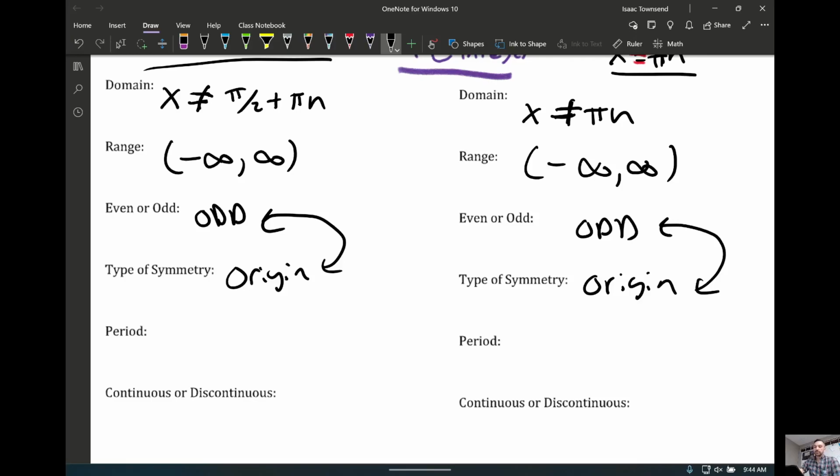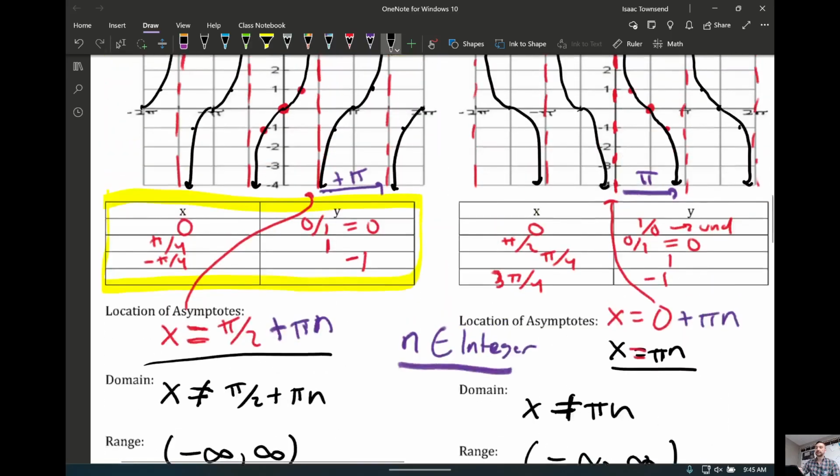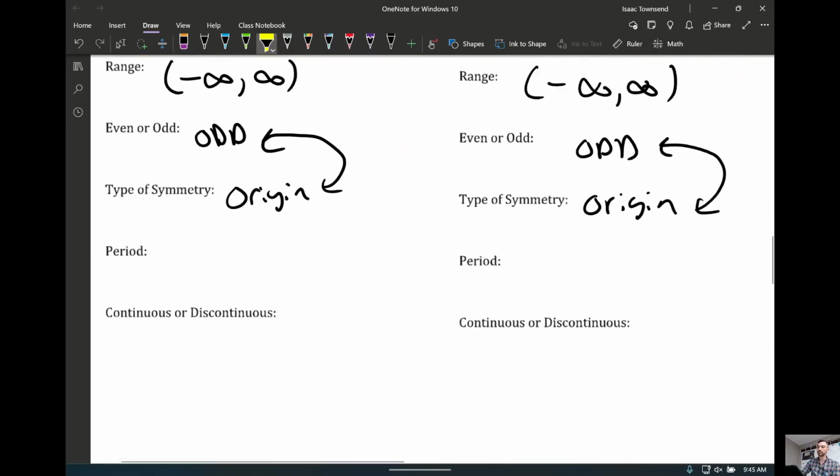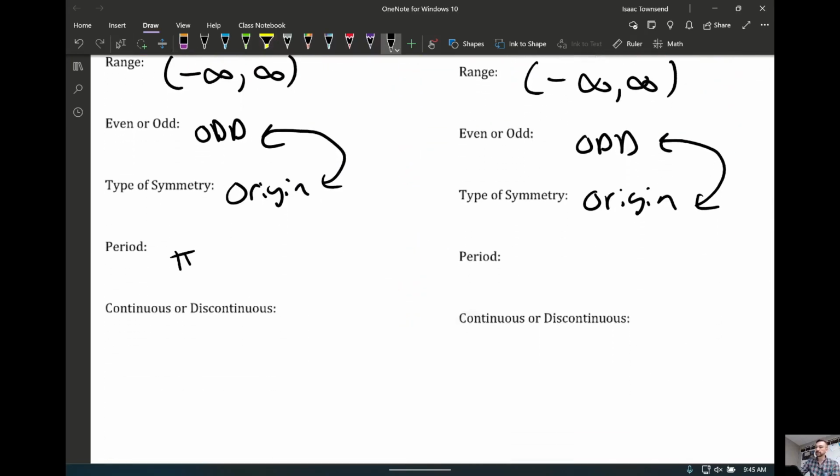Okay, we're used to the parent function's period being pi, but that's not the case for these. If we start measuring from here to here to see one full cycle, that distance is only pi. From here to here to see one full cycle, that distance is only pi. So the period of these is pi. You can get that out of the graph. And then these graphs have all of the asymptotes everywhere, so that is referred to as discontinuous. To be continuous, you should have no holes, no asymptotes.